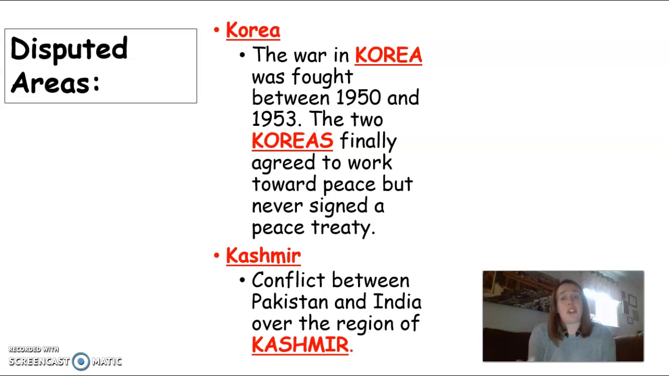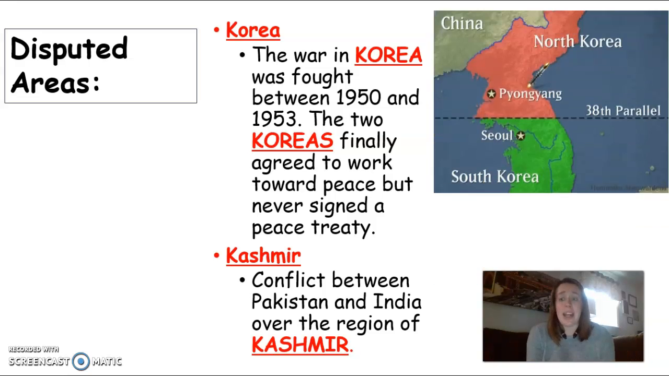Now, another way that maps show change is through disputed areas. And remember, disputed areas are areas of conflict. And one of the biggest ones that has taken place in the last 100 years is Korea. Now, we have the Korean Peninsula, but the Korean Peninsula is divided into two countries. We have North Korea and South Korea. There was a war in Korea that was fought between 1950 and 1953, and the two Koreas have finally agreed to work toward peace, but they have never officially signed a peace treaty. So this is a very disputed area, and who knows? This area of the world could change drastically in the next few years.